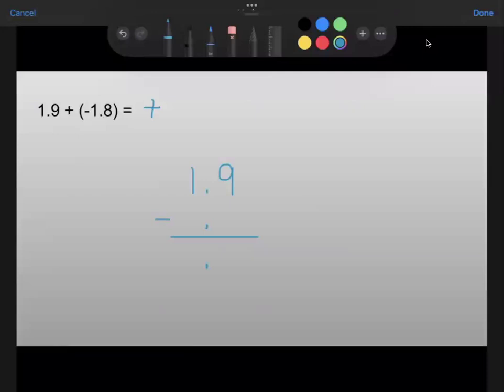That means for the second number, the 8 goes over here, and the 1 goes over here. 9 minus 8 is 1, and 1 minus 1 is 0. So this answer would be positive 0.1. You could also take away the plus once you're done calculating if you don't need it anymore, and just say 0.1.